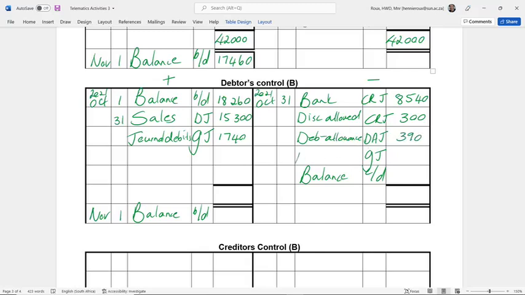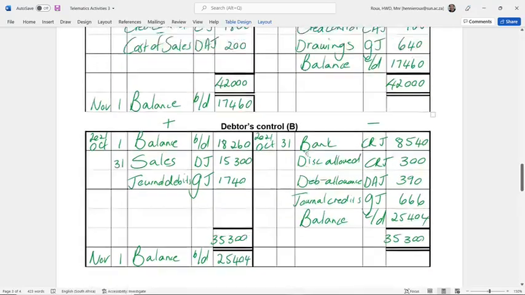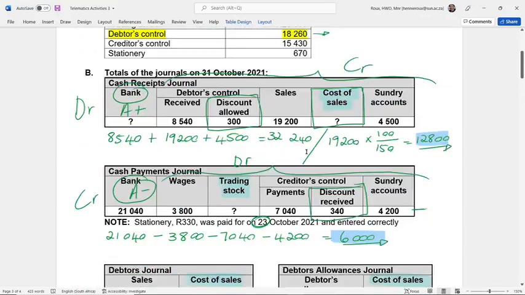And in the general journal, our journal credits, and we've calculated that as 666 Rand. We add the debtors control, 35,300. The debit side must be more. If you post to your debtors control account and your credit side is more than the debit side, you know somewhere you made a mistake. And this is 25,404.